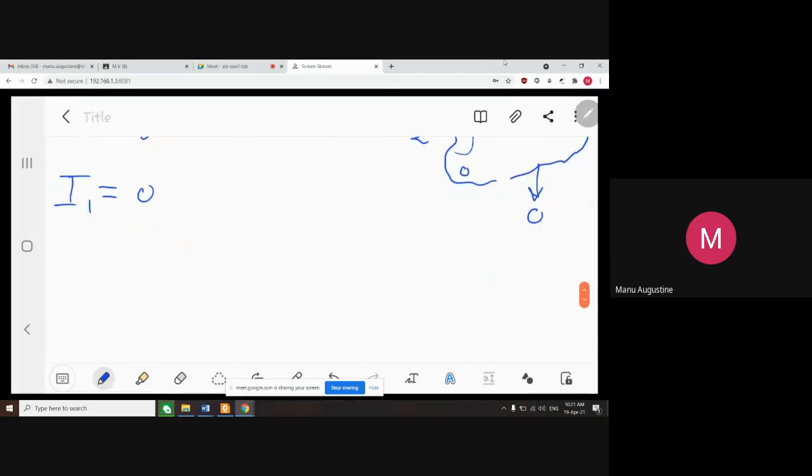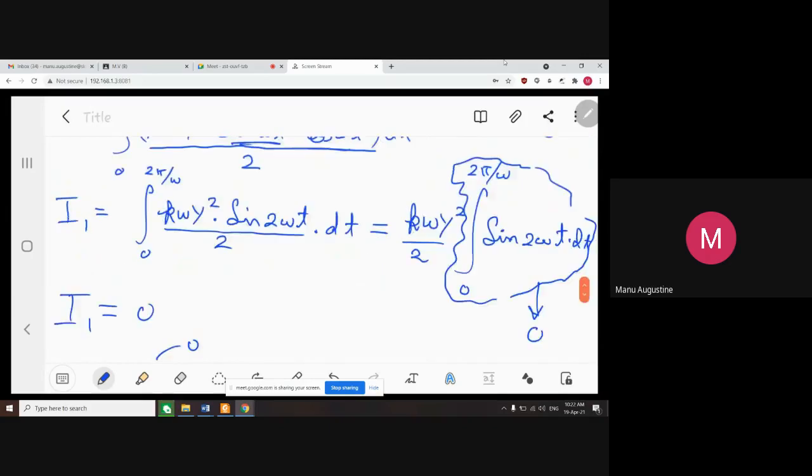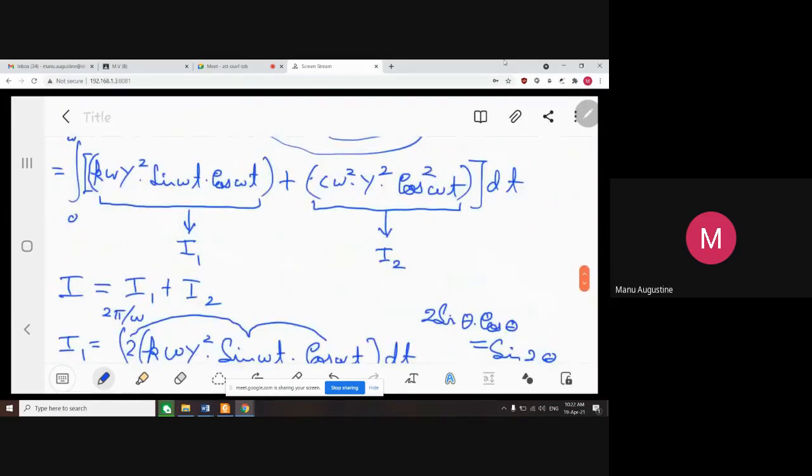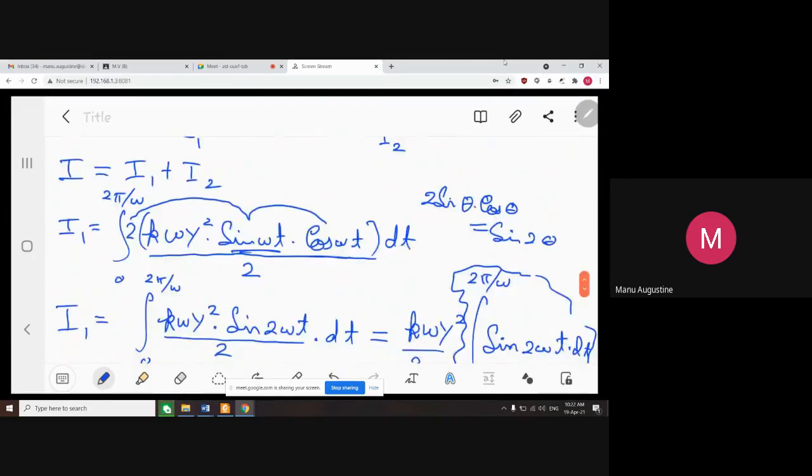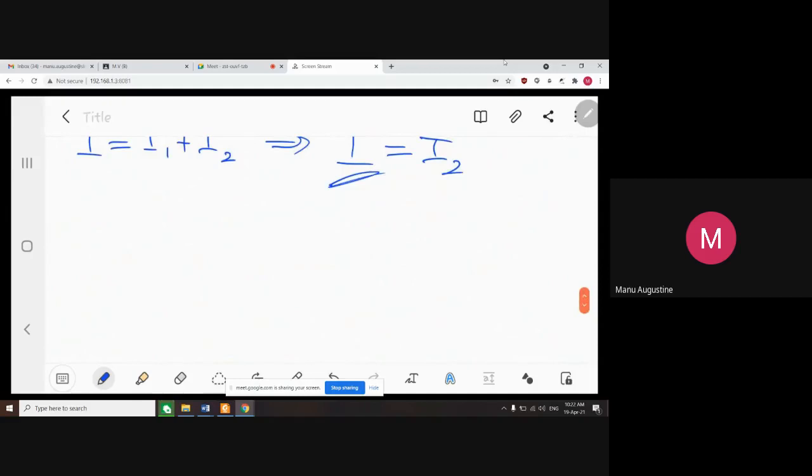And we had started with I is equal to I1 plus I2. And since I1 is 0, all you have to do is integrate the second part to get the total integral. Now let us come to the I2 part. I2 is c omega square y square cos square omega t. Okay. Now in order to do that, your I, which is now I2, becomes the integral from 0 to 2 pi by omega.